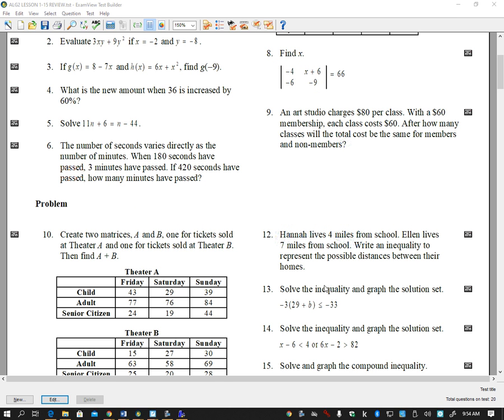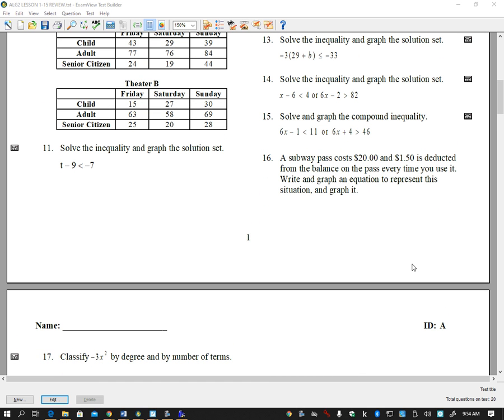All right, after number 8 was number 16. A subway pass costs $20 and $1.50 is deducted from the balance on the pass every time you use it. We want to write and graph an equation to represent this situation. So the cost is $20, right? What happens every time I use it? It goes down in value.